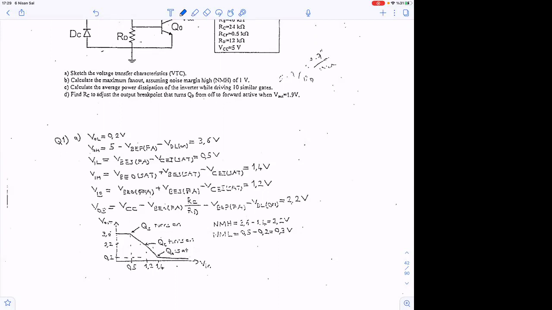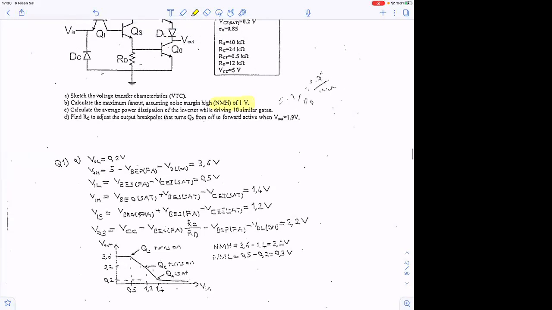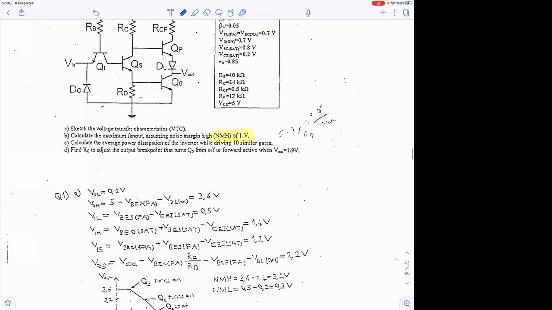So the thing about here is, we set some noise margins for finding the fan out. Shall we do this one? How to approach the circuit. The time is up, but let me show you here.